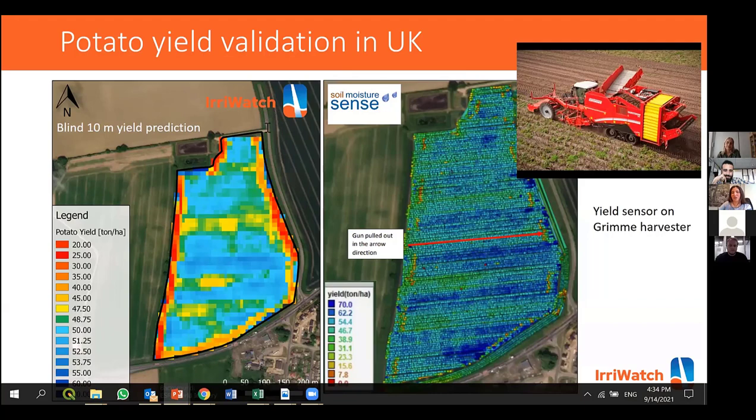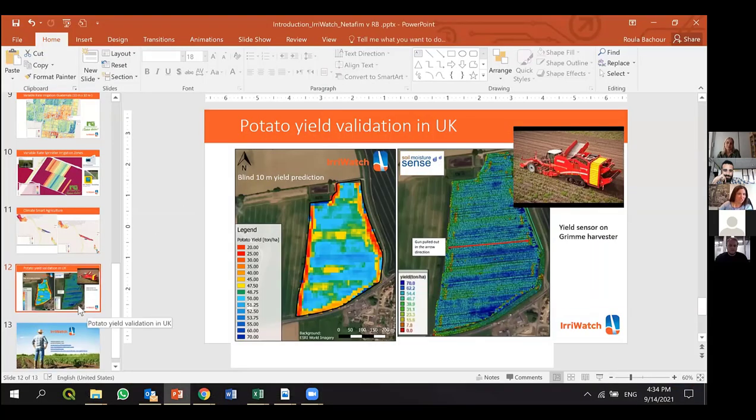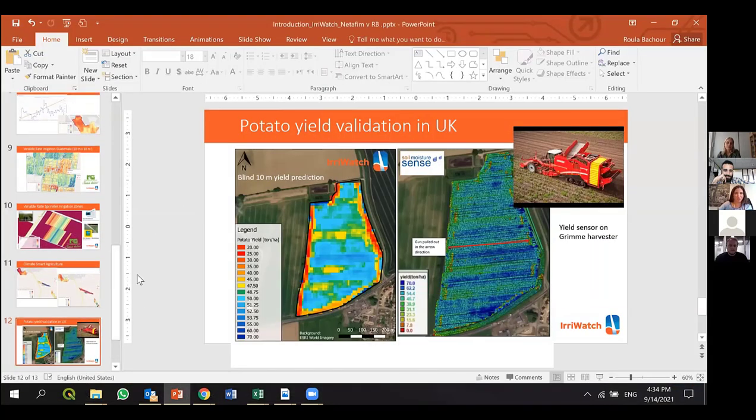So we get data. We have soil moisture. I don't have graphs here. Sorry, I opened the wrong presentation. But we also do validation with soil moisture sensors and other things.